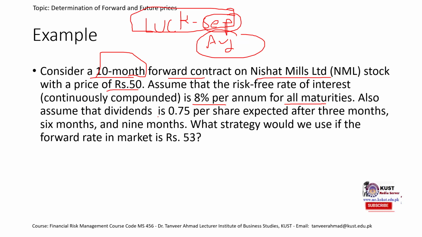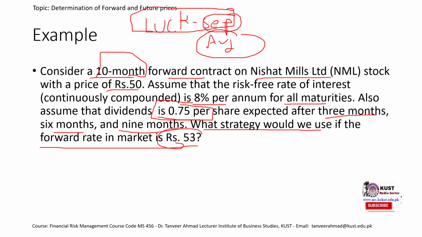Also assume that the dividend is 0.75 per share expected after 3 months, 6 months and 9 months. That means we would get a dividend of 0.75 once after 3 months, then after a total of 6 months, and then after a total of 9 months. So we have 3 dividends. Now again, we know that it is an income paying investment asset, right? So what strategy would we use if the forward rate is 53? We would come back to this one, but first we need to find out the intrinsic value of this stock.